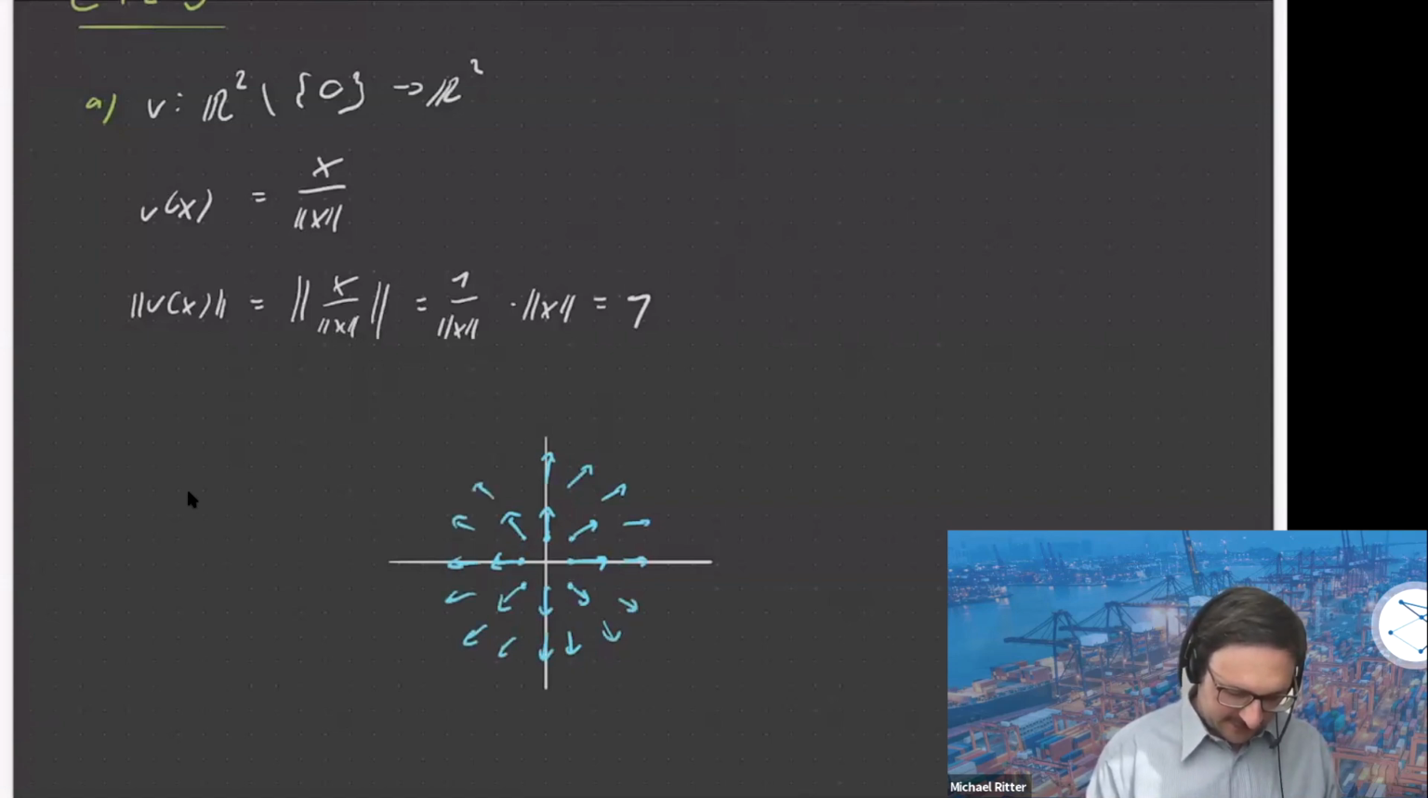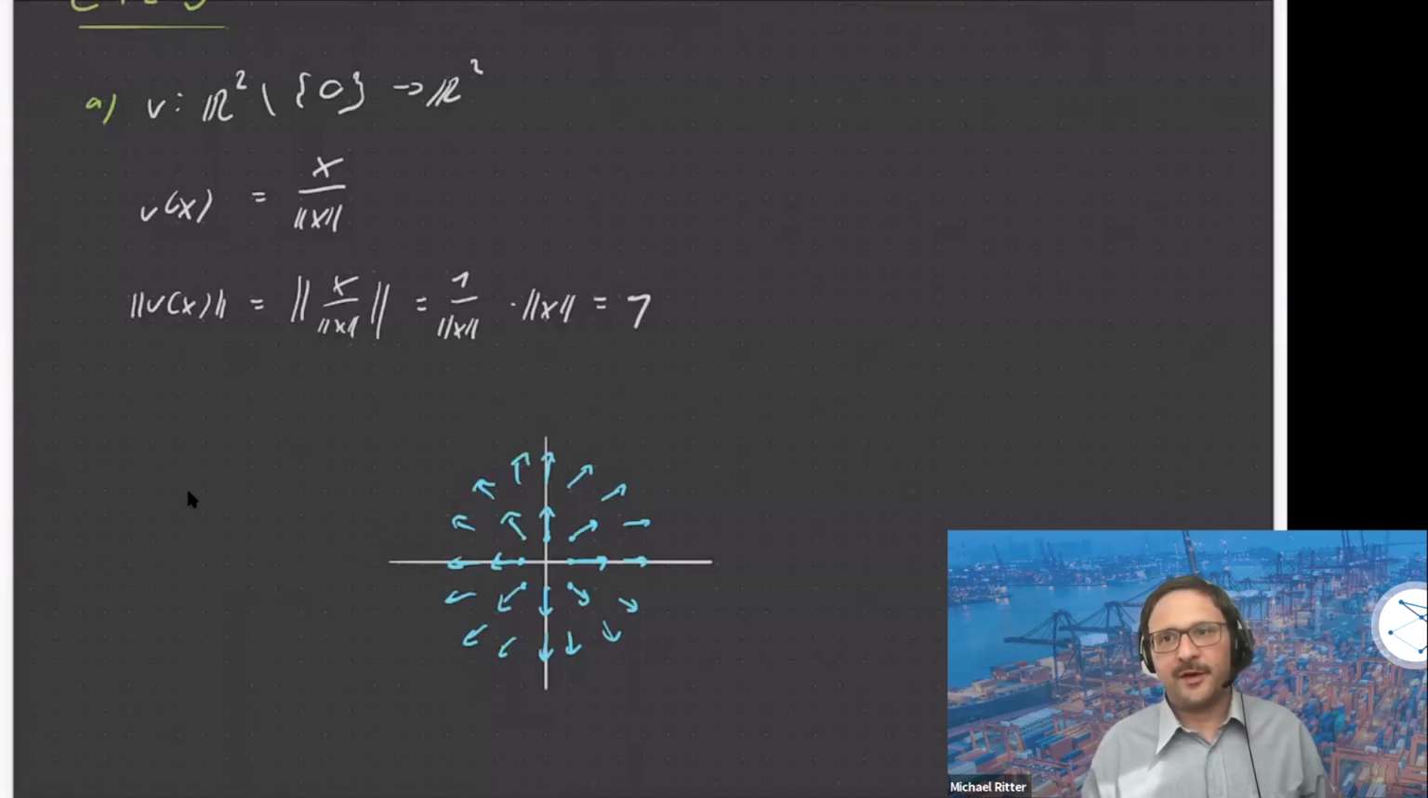So this is the vector field here, okay? All vectors have the same length. They all point away from the origin in radial direction. So that's how this vector field looks like.